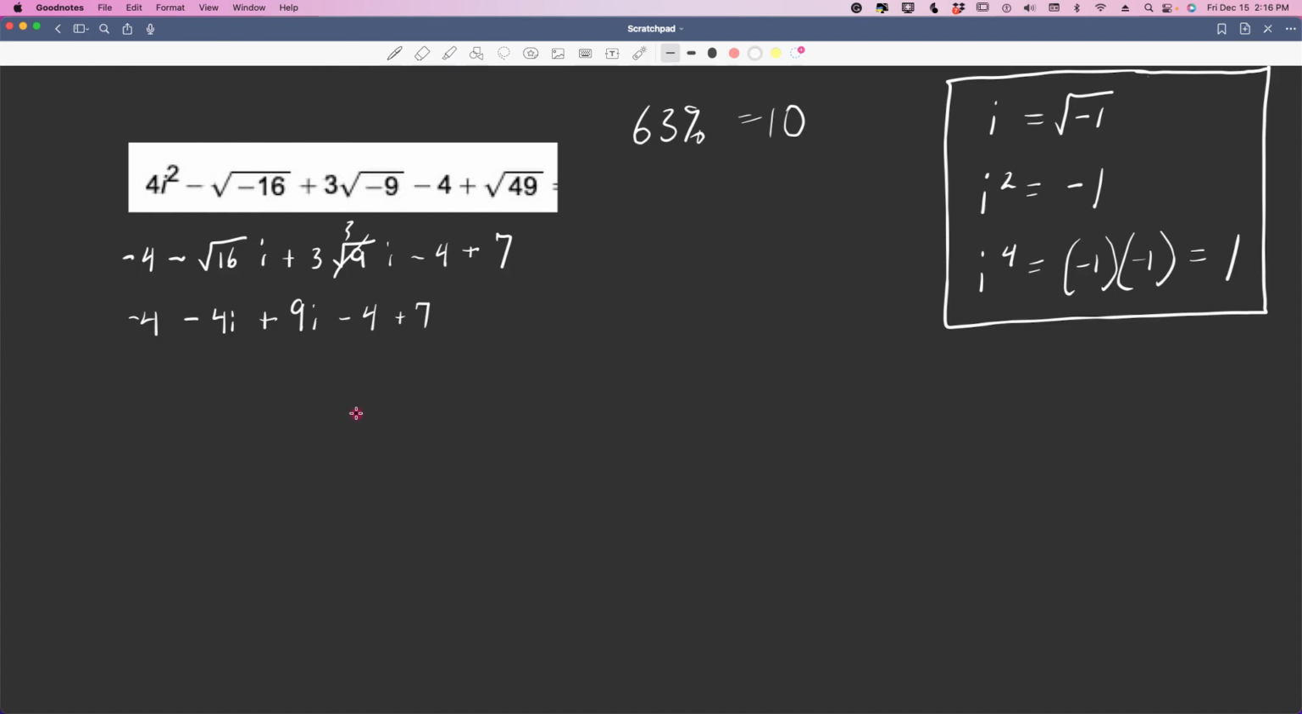So let's add like terms. We have a -4 and a -4. That's going to be a -8 plus 7. And then we have a -4 and a +9. That's going to be plus 5i. So that's going to be a -1 plus 5i.